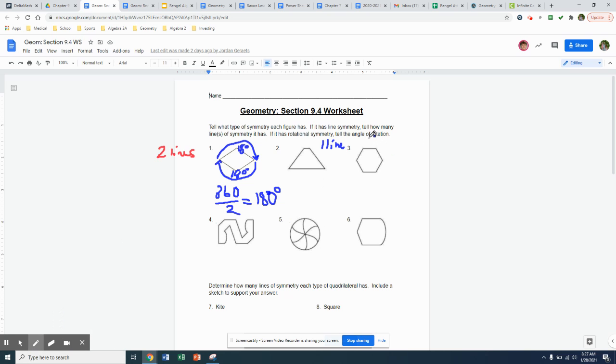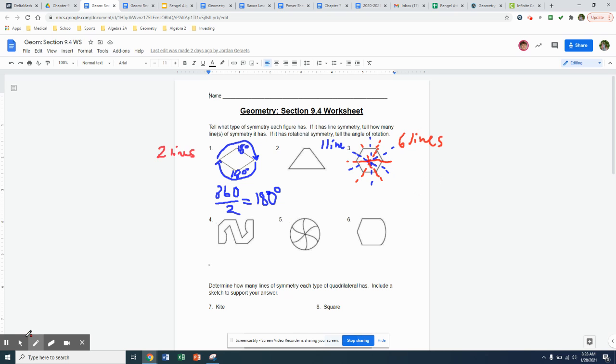Next, we go to this hexagon. And this hexagon, it's looking like everything is exactly the same sides. So I could fold it there, I could fold it there, I could fold it there. So far I have 3, but hold on, we can go corner to corner, since it's a perfect hexagon like that, so we got 1, 2, 3 more. That's going to be a total of 6 lines of symmetry. So that one would have a total of 6 lines.